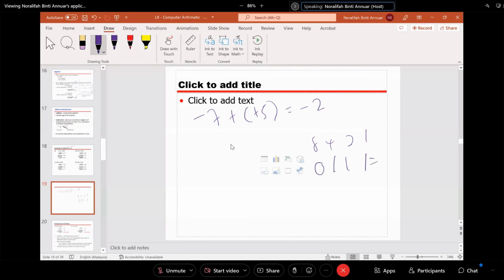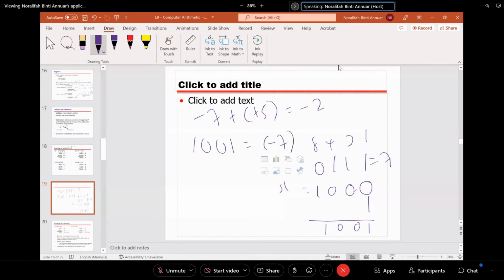This gives you the value 7, but that is positive, and this is negative 7. How do you get negative 7? You do step 1 and step 2: the Boolean complement. Step 1 is to invert the bits, the NOT operation, so I get 0, 0, 0, 1. Step number 2 is to add 1 to the least significant bit on your left here. So 0 plus 1 is 1, and you get 1, 0, 0, 1. This is the value of negative 7.